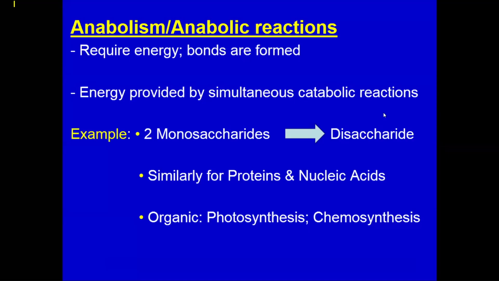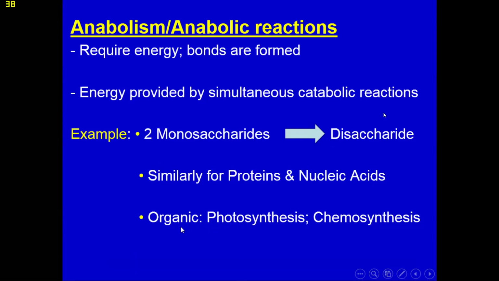Let us go into anabolism. We have spoken about catabolism. تكسير الجلوكوز مثلا حكينا عليها. هسه anabolism require energy to create bonds. Energy provided by simultaneous catabolic reaction. Simultaneous يعني في آن واحد. يعني كمية الكاتابوليزم تساوي كمية الانابوليزم. Example عندنا 2 مونوسكرايد راح يرتبطوا مع بعض ببوند. شو يصير عندي؟ دايسكرايد. Similarly for a protein, for a nucleic acid.